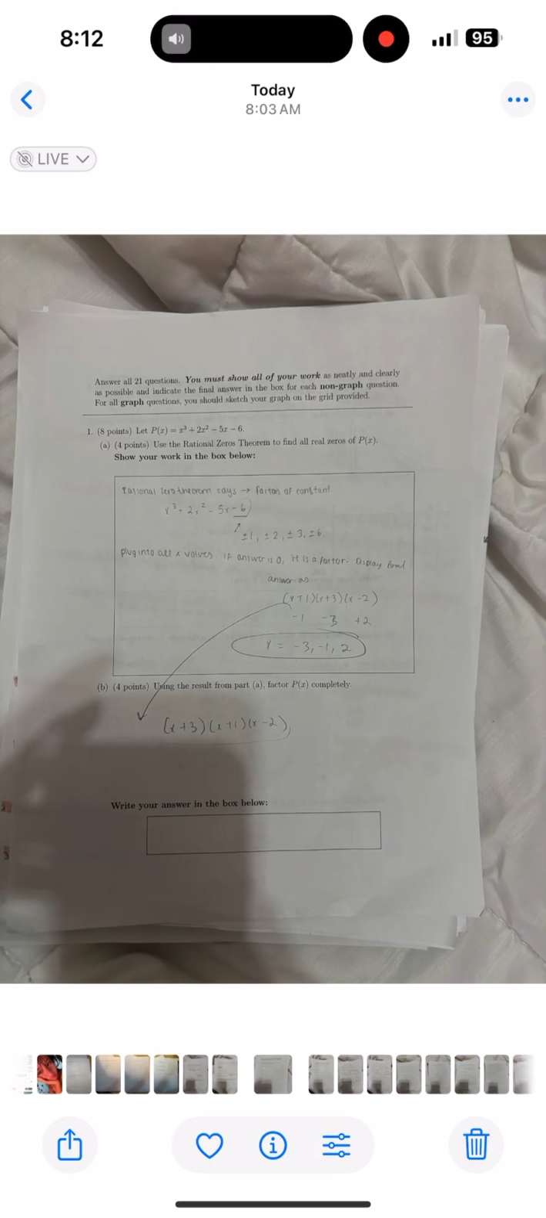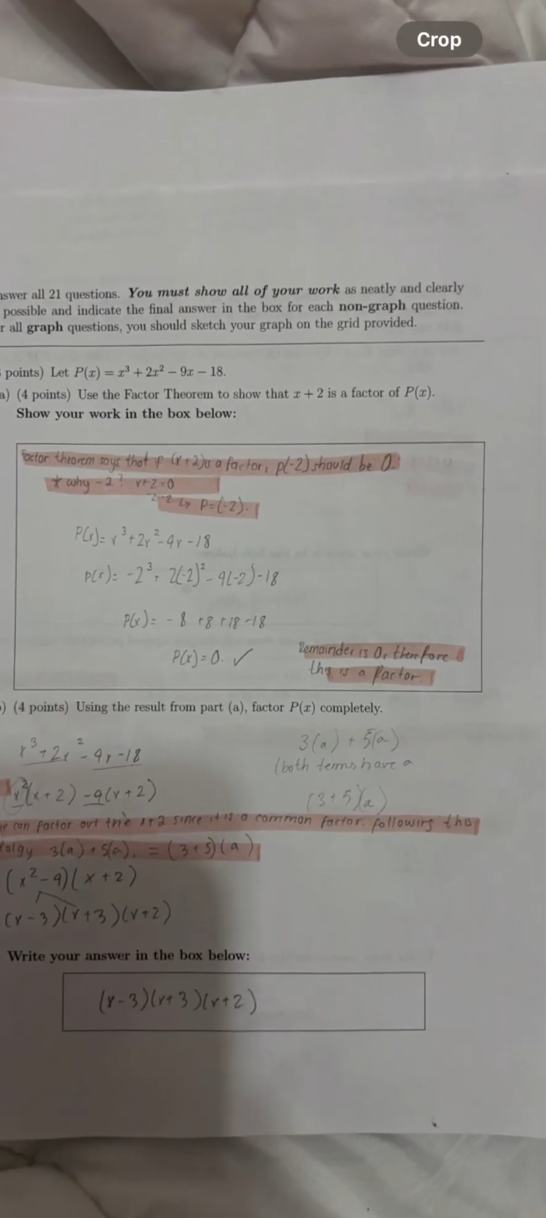I'm going to recap some of the important problems that I had on my final exam. So question number 1 is: let p(x) equals x³ plus 2x² minus 9x minus 18. We want to use the factor theorem to show that x plus 2 is a factor of p(x).